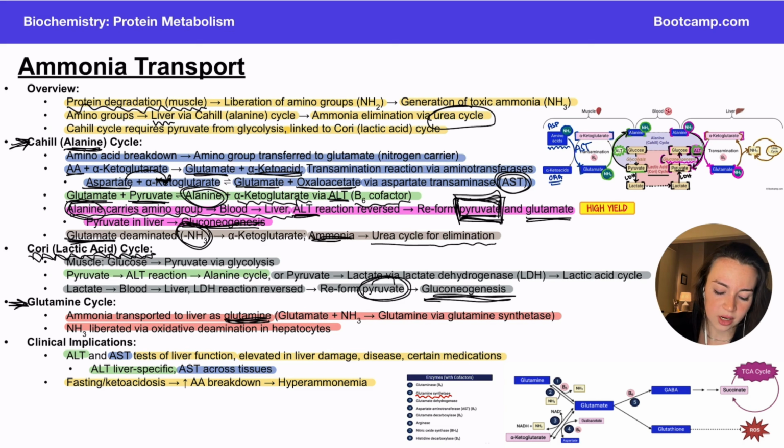And then we wrapped up by talking about some clinical implications, our liver function tests, AST and ALT, and how they're not just random biochemistry enzymes that I'm rattling off at you. They are very important in clinical practice to be able to interpret. And that was how we transported ammonia to the liver for detoxification.